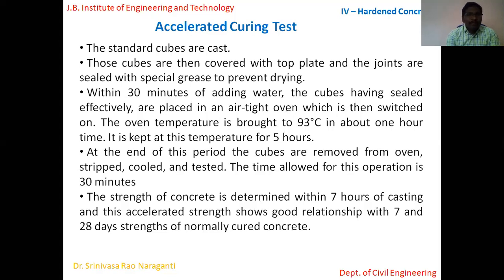So after 5 hours, you take out the cube, put it at room temperature, get it cooled, and then you put it in a CTM. We usually use the compression testing machine, we call it the CTM, to test the compressive strength of concrete. So you take it out and let it cool down for 30 minutes. After that, you do the testing. That means the time between taking it out of the oven and starting the testing should not be more than 30 minutes.